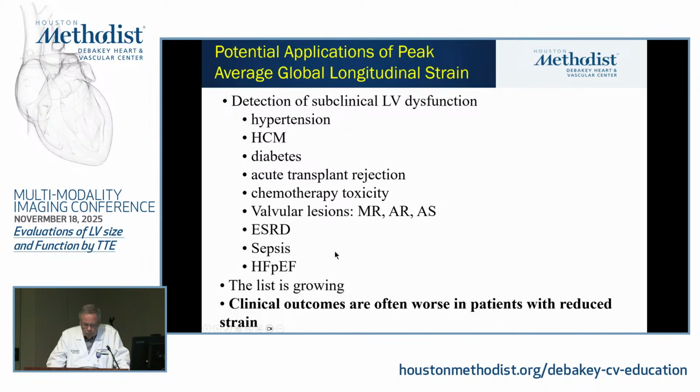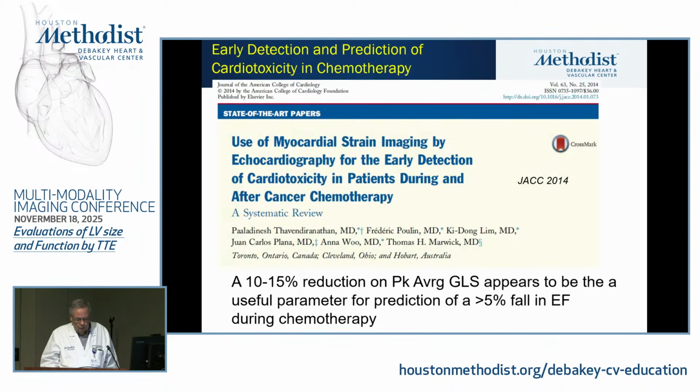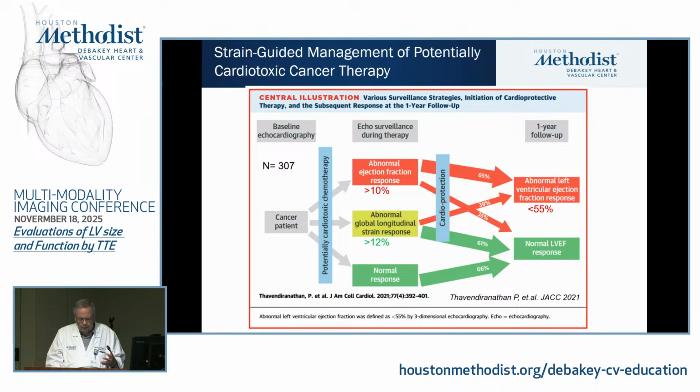And in every single condition, clinical outcomes are usually worse in those with a reduced strain. Now, the actual threshold of reduction of strain may vary a little bit between one condition and the other. So this is one of the early studies that was done for patients with breast cancer that were receiving cardiotoxic drugs. And it was observed that a reduction between 10 and 15% in peak average GLS appeared to predict an important reduction in EF during chemotherapy, but it was not 100% perfect. There was a lot of variability.